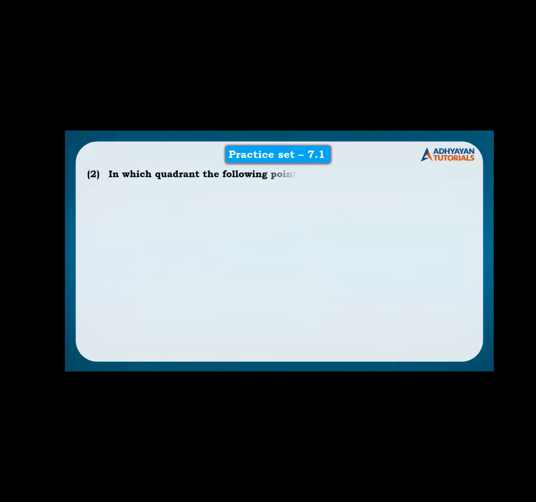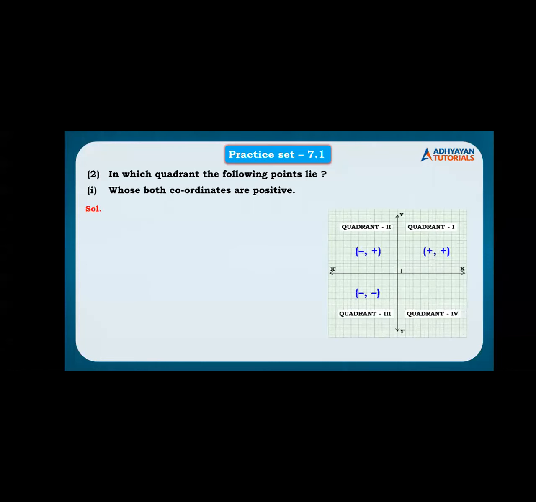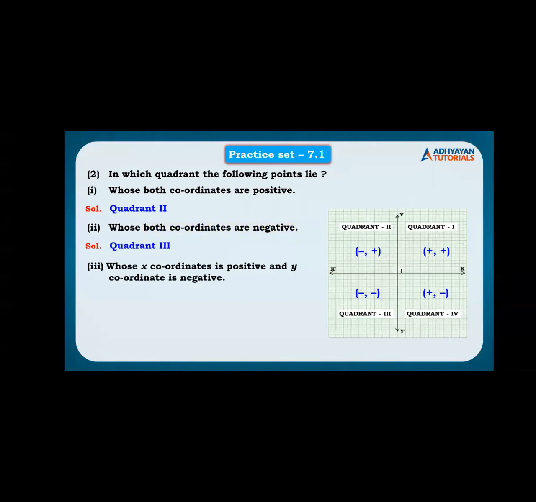So moving on to the next question, children. In which quadrant do the following points lie, whose both coordinates are positive? So whose both coordinates are positive, they have to lie in quadrant 1, right? The next question is whose both coordinates are negative, so that is quadrant 3. Whose x coordinate is positive and y coordinate is negative, quadrant 4. And whose x coordinate is negative and y coordinate is positive, quadrant 2.